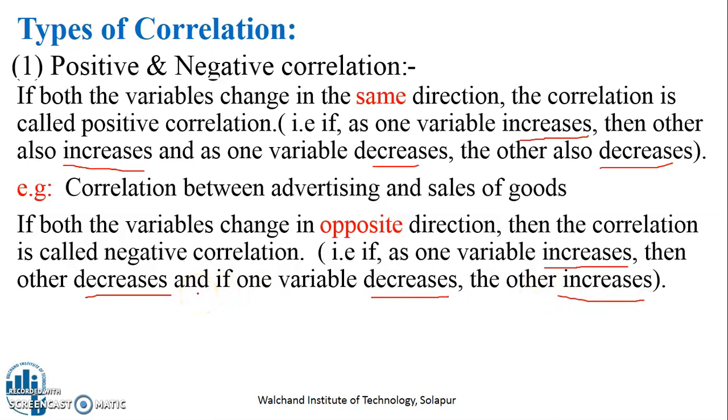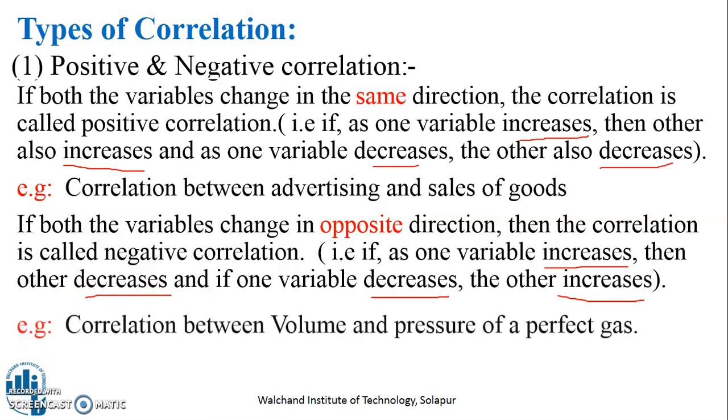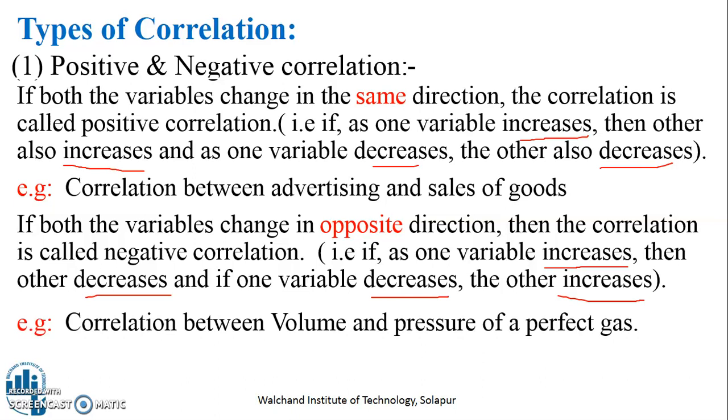So here the change is in opposite direction. That's why this type of correlation is said to be negative correlation. For example, correlation between volume and pressure of a perfect gas. See that when volume increases, then pressure decreases. When volume decreases, then pressure increases. Isn't it? So here the direction of correlation is opposite. That's why it is called negative correlation.